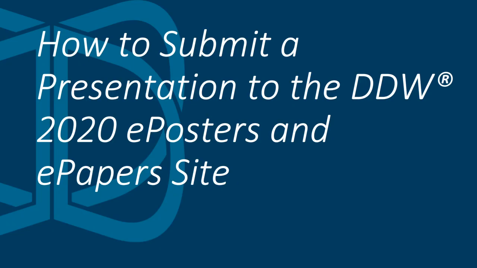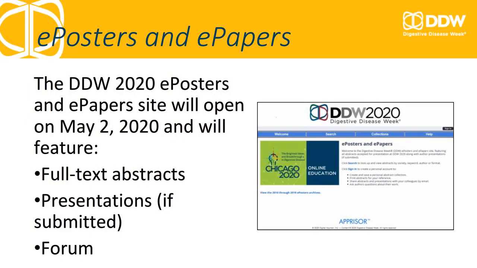This brief video will show you how to submit a presentation for inclusion at the DDW 2020 ePosters and ePapers site. The DDW 2020 ePosters and ePapers site will open on Saturday, May 2nd. The site will feature full-text abstracts accepted for presentation at DDW 2020 and presentation files, if submitted by the authors. The site is free and open to the public, and no login is required. The site will also feature a forum to allow visitors to submit questions to abstract authors.